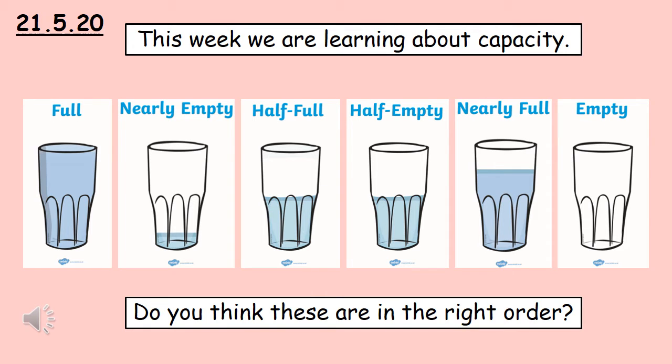Let's quickly revisit the cups that we looked at yesterday. So let's start on the side. The first cup is full of water. The next cup, which only has a little bit in, is called nearly empty. The 2 cups in the middle, they have 2 different names for them. You can call it half full or half empty. Good. The next cup we can describe as being nearly full. And the one on the end is empty. Brilliant.